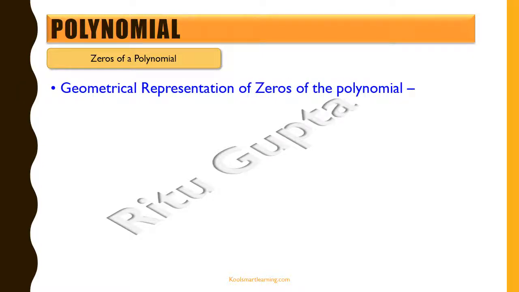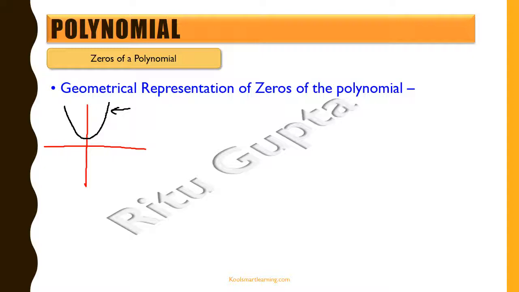So friends, now we'll see some more examples of geometrical representation of zeros. Now let's take a graph. So if we have a graph of this type, by looking at the graph, we know that the graph is showing a quadratic polynomial, right? We know because the parabolic graphs are for quadratic polynomials. So this is representing a quadratic polynomial.